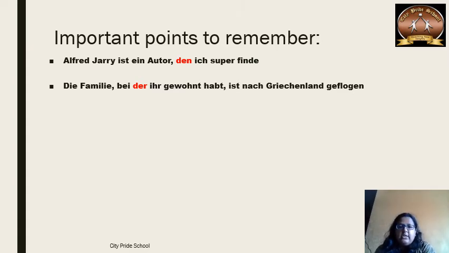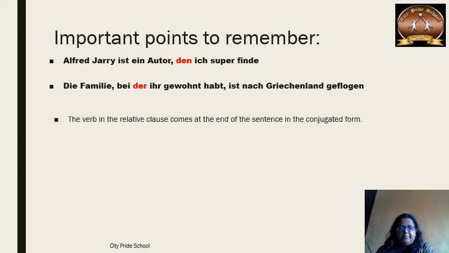Here I want to explain important points with the help of two examples which are given here. The first example is Alfred Jerry ist ein Autor, den ich super finde, then die Familie, bei der ihr gewohnt habt, ist nach Griechenland geflogen. These are the two sentences given here. First sentence: Alfred Jerry is the author whom I find superb. The family at which you have lived has travelled to Greece. So let's see the important points.